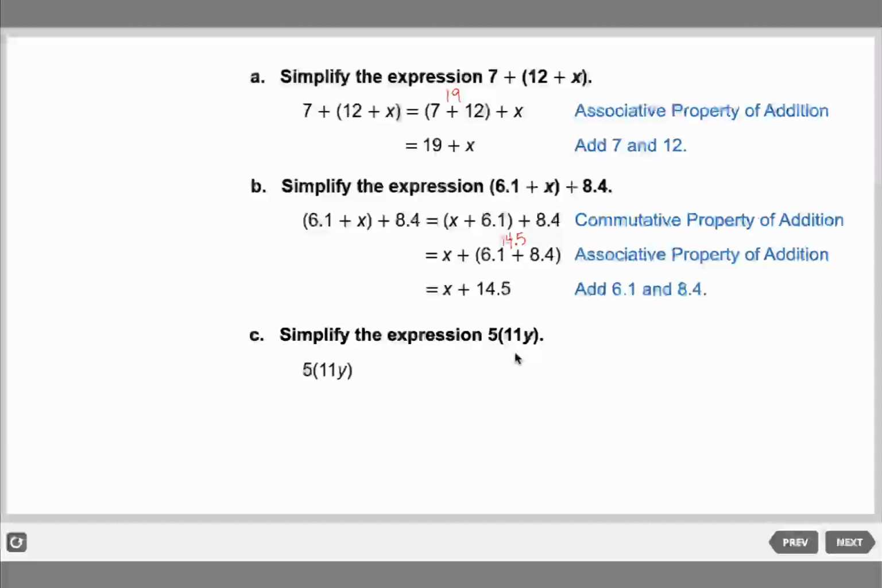Associative property. Yes, we will use associative property for multiplication. So we will multiply 5 by 11 first, then multiply the product by y. 5 times 11 equals 55. So it's 55y.